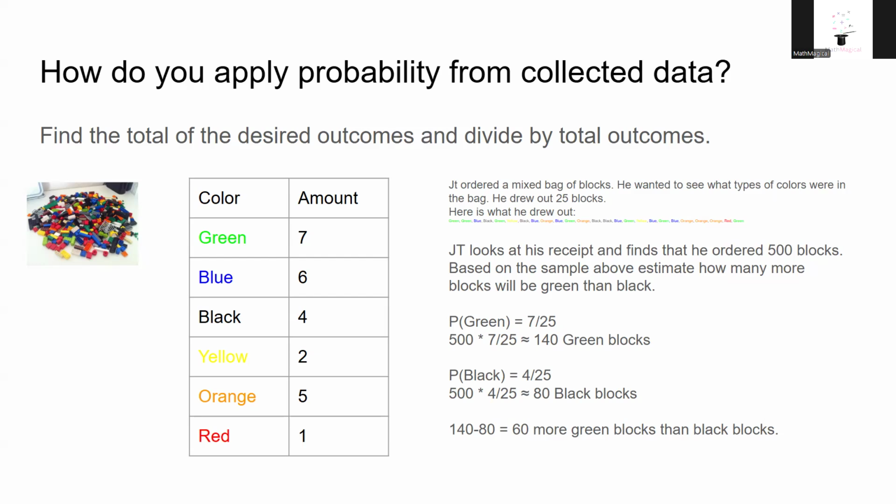Well, 5 times 4 is 20. Add two zeros, 2,000. 2,000 divided by 25 is 80. So 80 black blocks approximately. Again, these are both estimates or approximations. So 140 minus 80 equals 60. So there's approximately 60 more green blocks than black blocks.